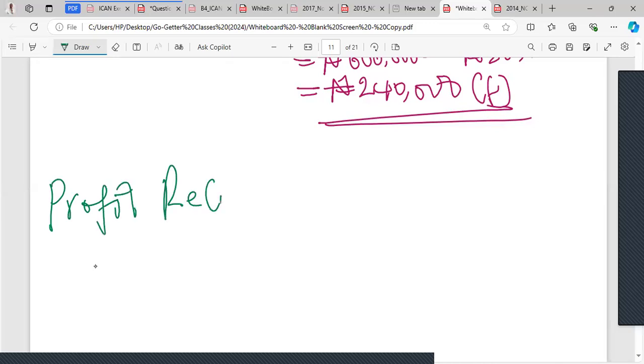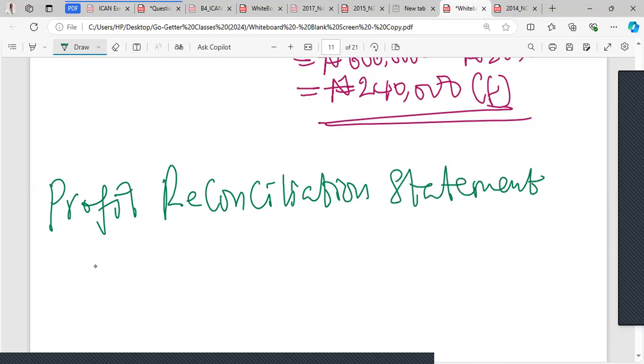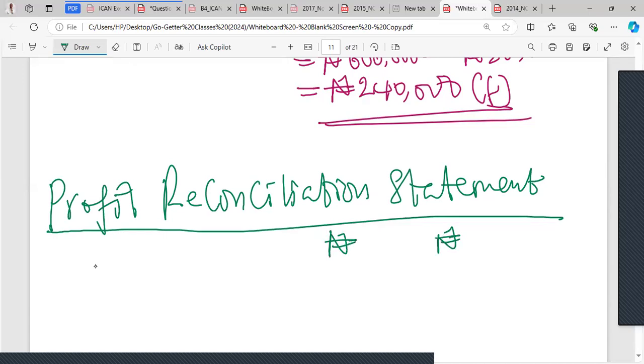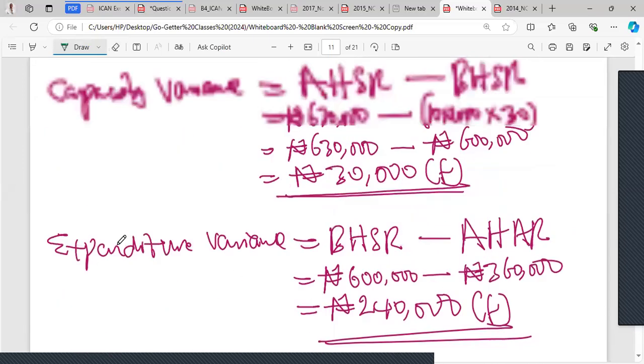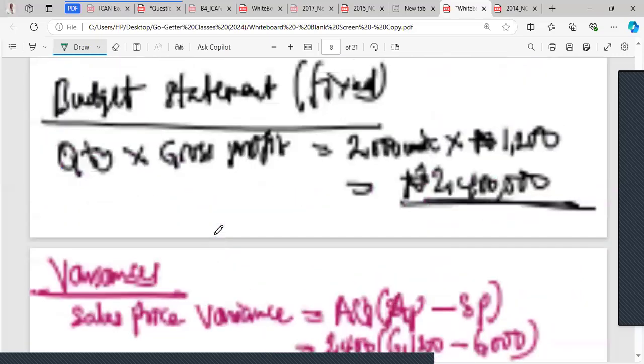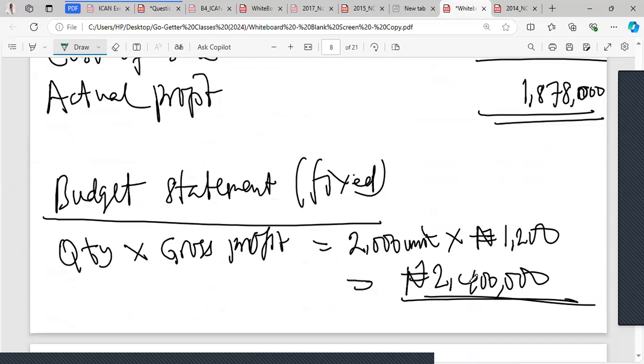Profit reconciliation statement. And you say this is budgeted profit. Our budgeted profit is how much? Budgeted profit. So we'll go back and check how much we calculate as our budgeted profit. 2,400,000.